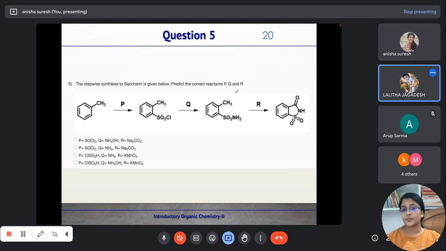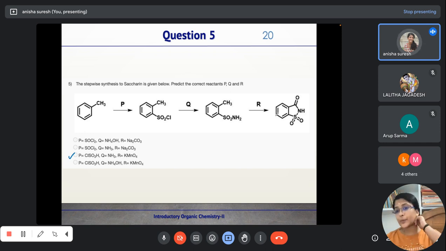Option C. Option C is the right answer. First, it will react with this compound, leading to formation of this ortho and para sulfonylated compounds. Out of that, ortho will lead to formation of the saccharin, because in the case of para, the formation of the amide bond will not be feasible. Because of that, the para compound that will be resulting here will not lead to formation of saccharin.